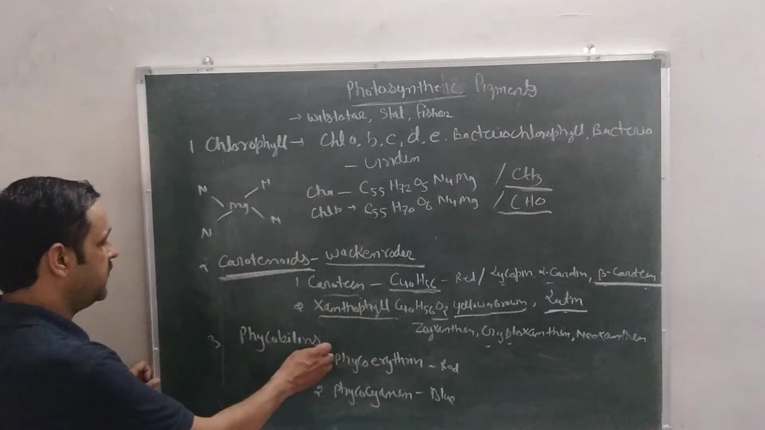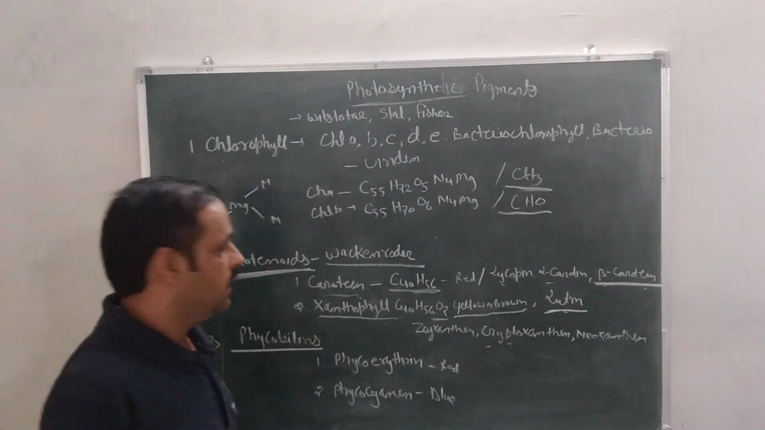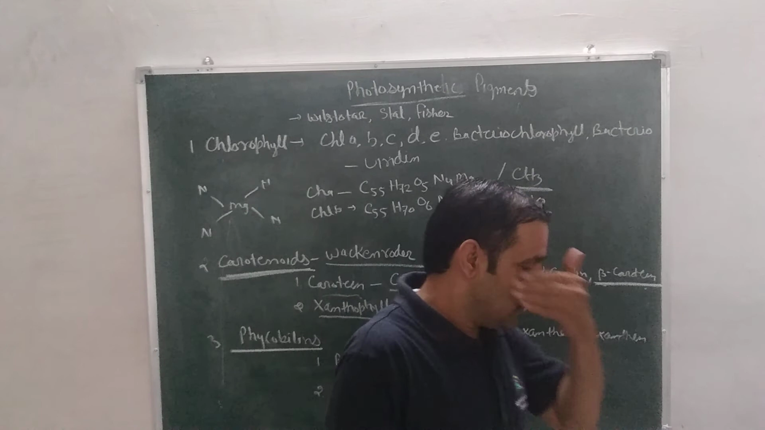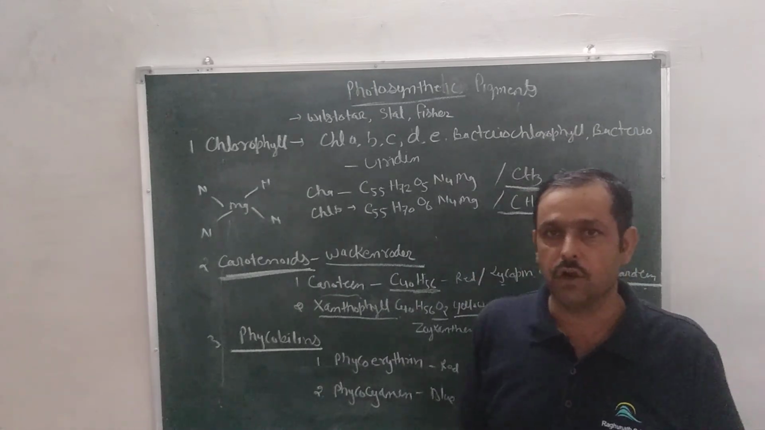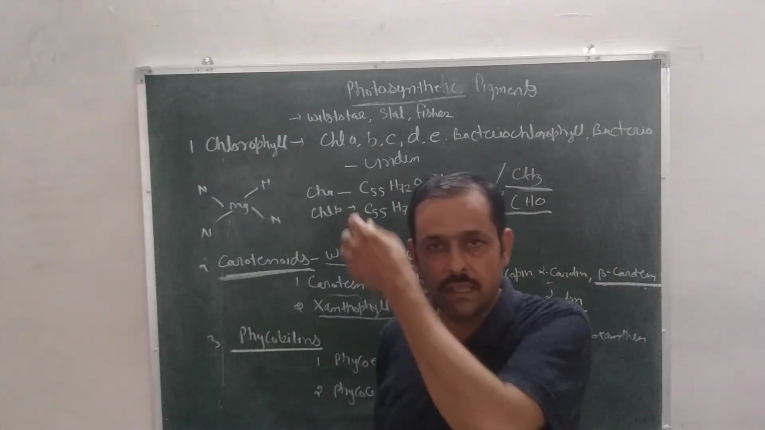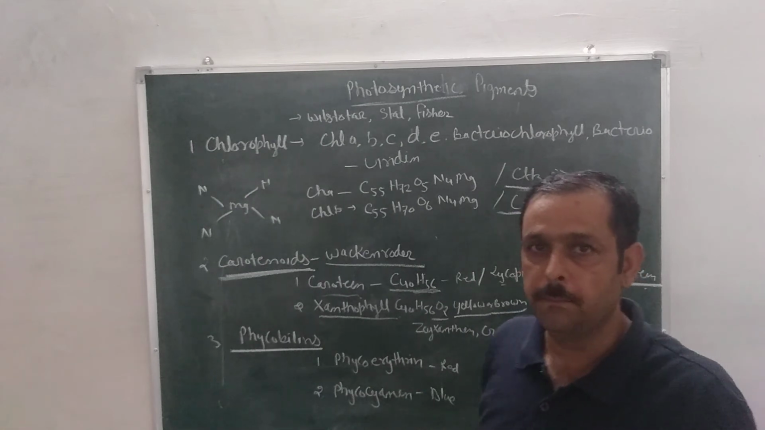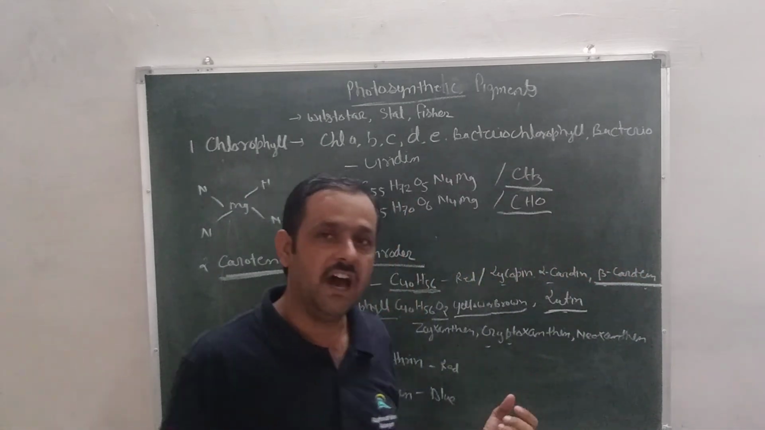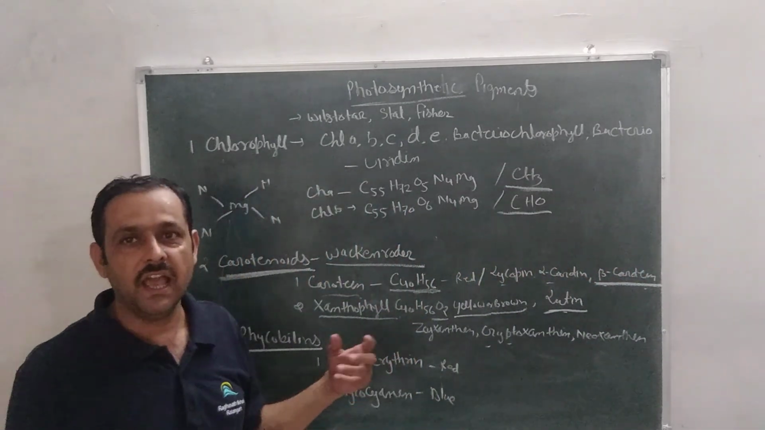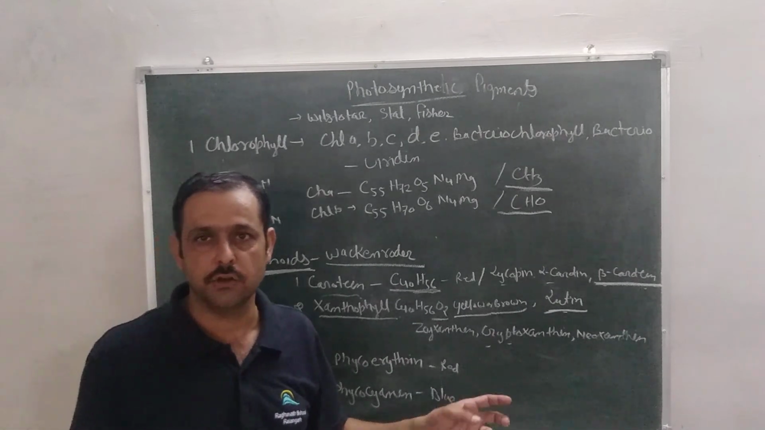Last, phycobilins. Phycobilins give the color to the plants, mainly red and blue. The blue phycobilins are present in blue green algae, or we can say cyanobacteria.